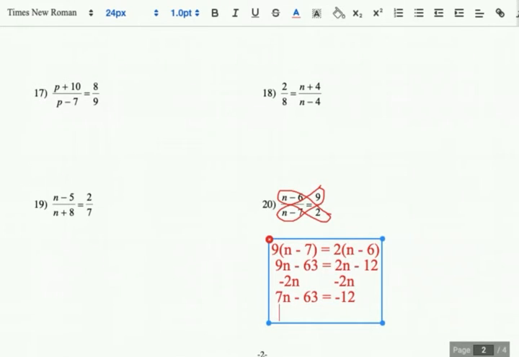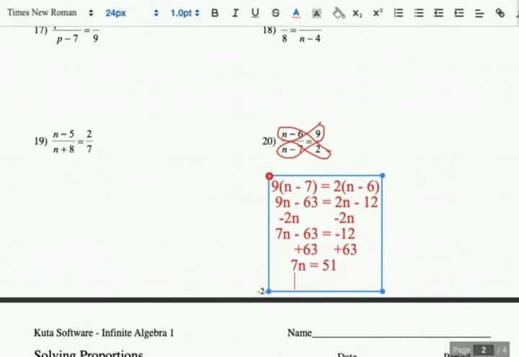Then the next step is to add 63 to each side to undo subtraction. Plus 63. And then I'm going to add 63 on this side as well. And that will give me 7n on this side, because these will cancel, and equals negative 12 plus 63 is going to give me 51, positive 51. And now I'm going to divide each side by 7. If I divide each side by 7, I'm going to be left with not a whole number. I end up with 51 divided by 7, so I'll just leave it as a fraction, 51 sevenths.